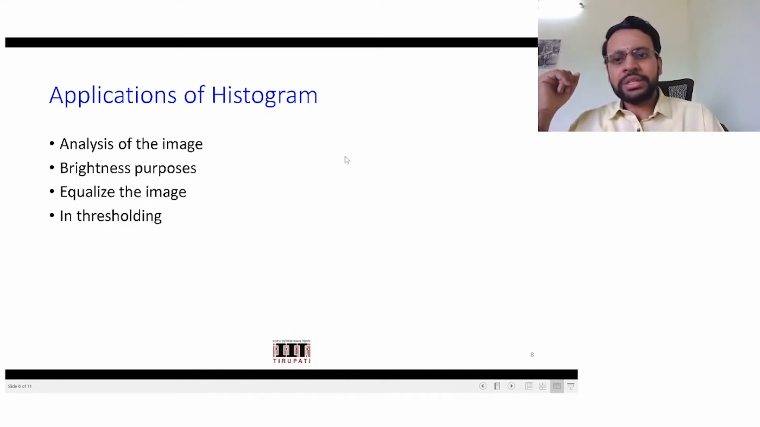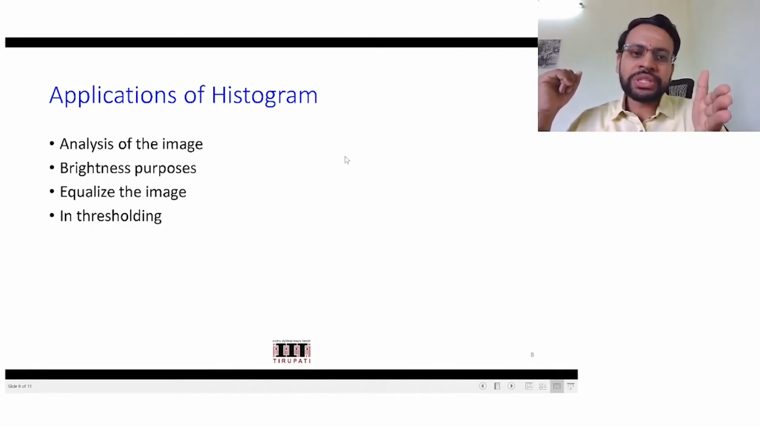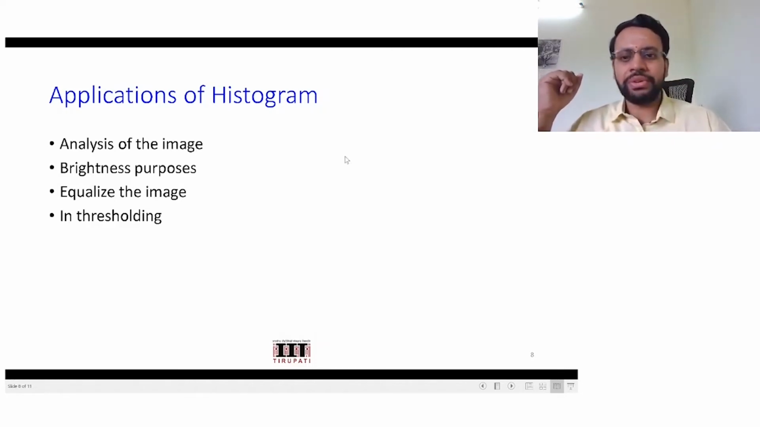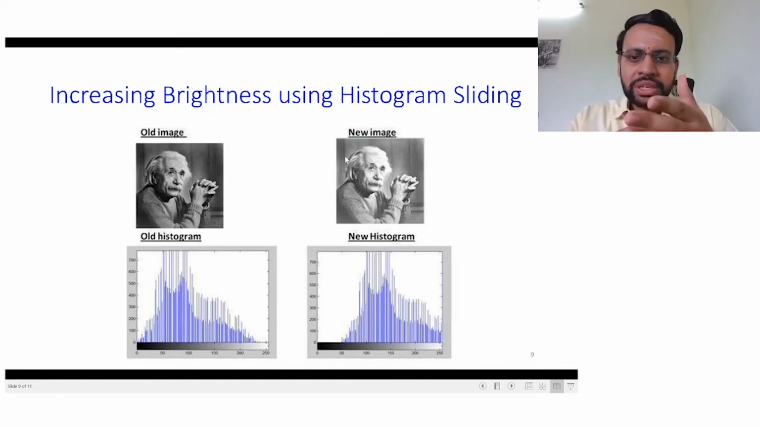Another one is you could use the histogram for increasing the brightness also in some cases, particularly when the intensity distributions you see are concentrated over the dark region, or on the left hand side of your histogram. Here is an example for illustrating this. We will see Einstein in almost all these examples.